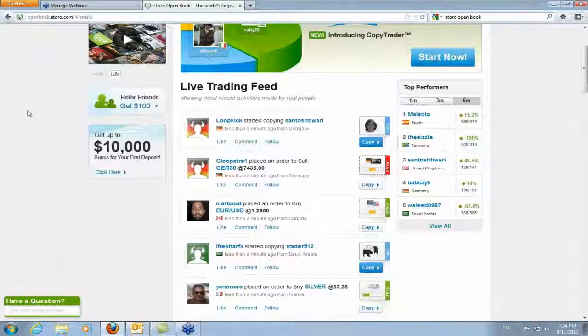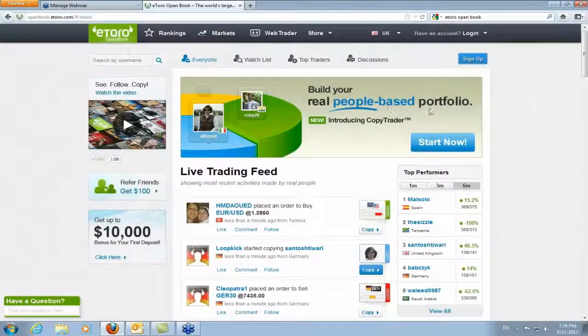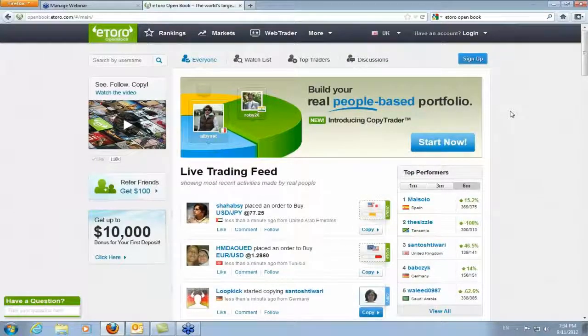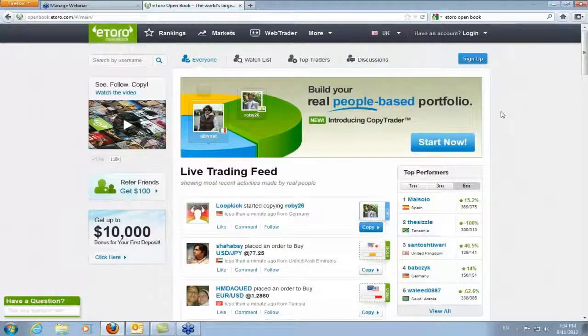All right, so what we see right here is, build your real people-based portfolio. We're going to show you how to build your real people-based portfolio any minute, but let's see what we have here. Live trading feed, showing most recent activities made by real people. If on Facebook you have a news feed where you upload your social statuses, then on eToro's open book you have the trade feed, which shows you the most recent activities made by real people, real traders, their financial positions.